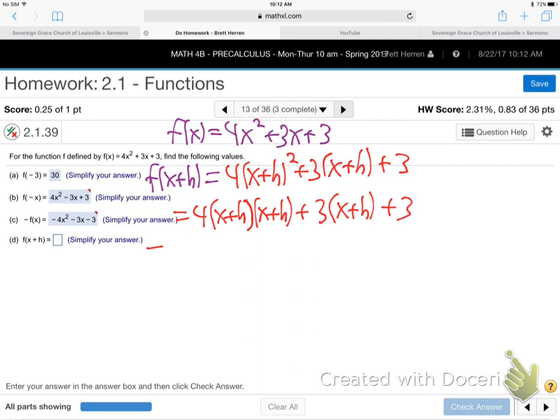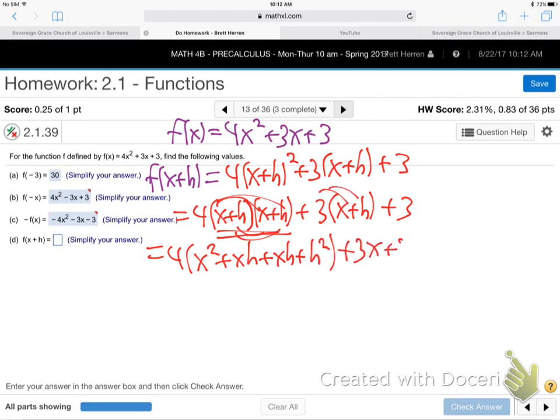And then remember, so here again is just like the one we did a few minutes ago. I'm going to do these parentheses first. Just leave the 4 sitting in the front. I'll do the parentheses first. So I'll get, going to distribute here, x squared plus xh, boom, boom, plus xh plus h squared, and then distribute this guy. 3x plus 3h plus 3.